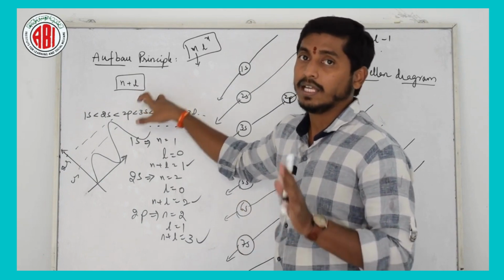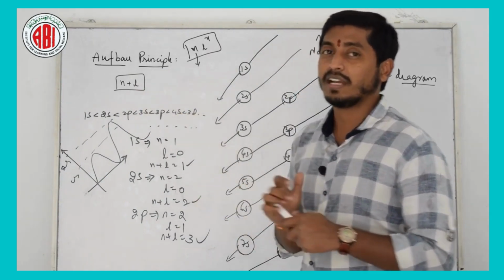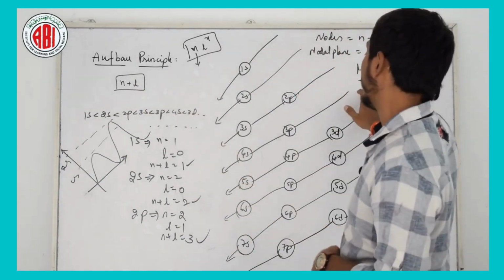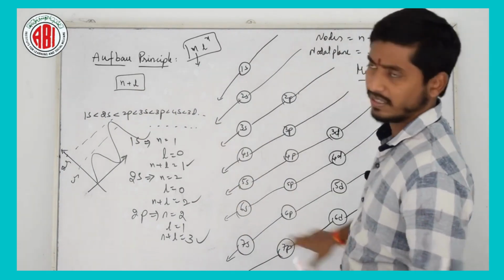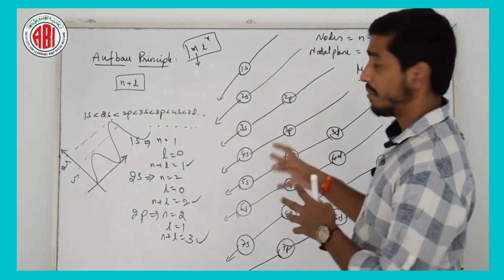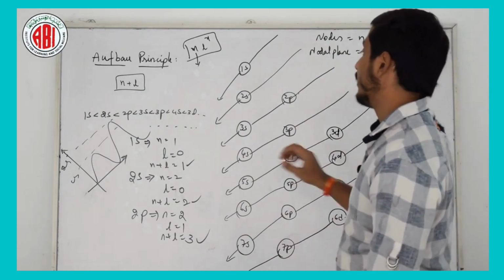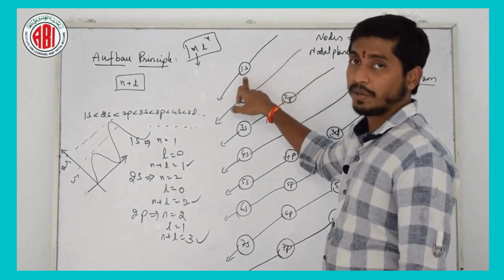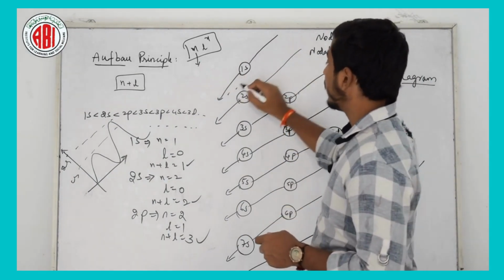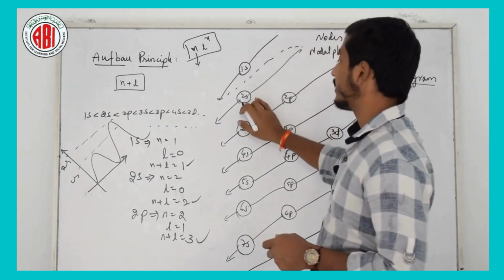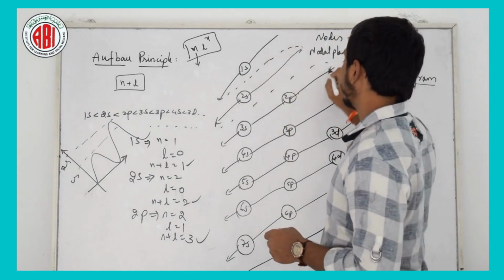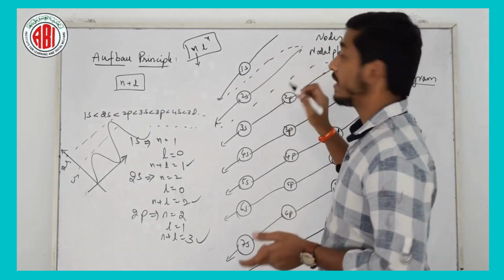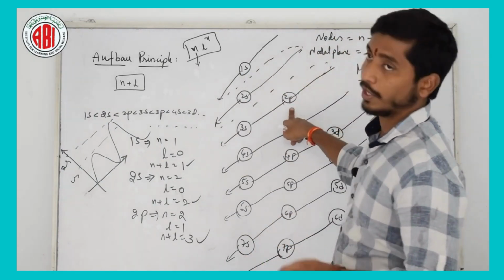Okay, is it clear? Based on that, there is one more scientist named Moeller. He developed a chart describing all the orbitals, which means the first electron fills the 1s orbital, then the second electron fills the 2s orbital, then the next set of electrons fill the 2p orbitals.